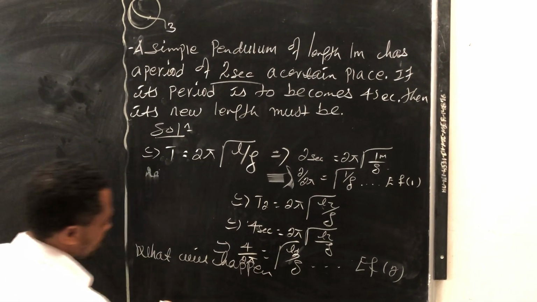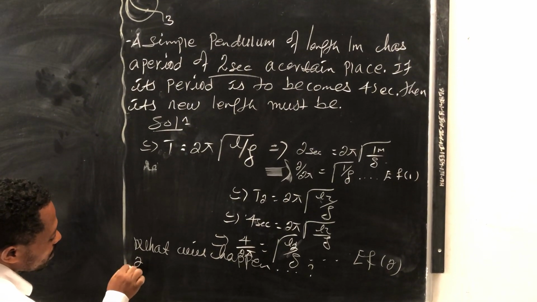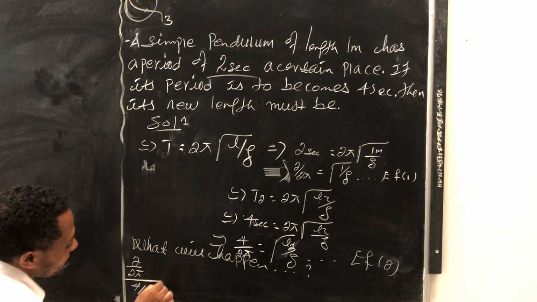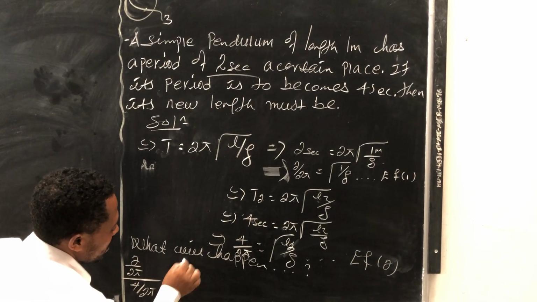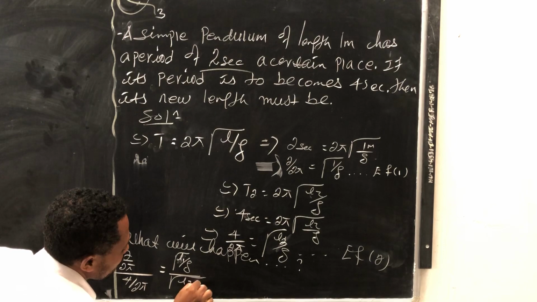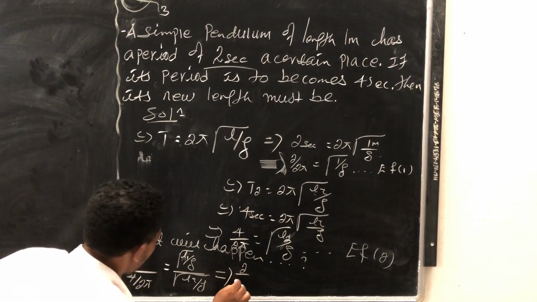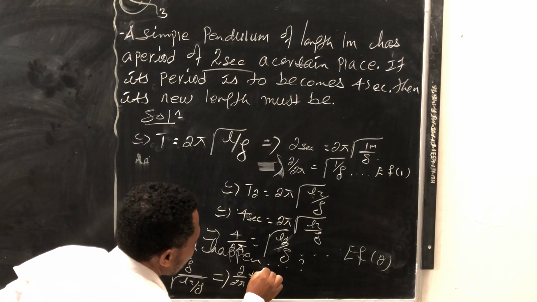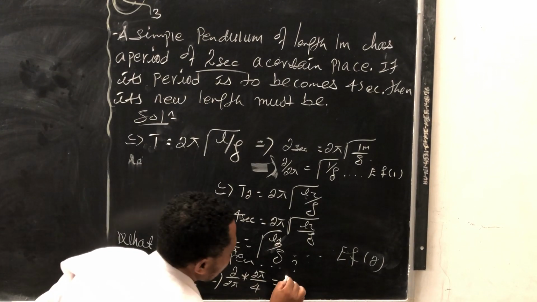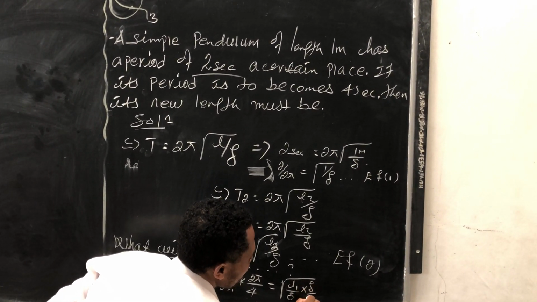If we divide equation 1 by equation 2, that means 2 over 2 pi, the whole over 4 over 2 pi, is equivalent to the square root of L1 over G, over the square root of L2 over G. This means simply 2 over 2 pi times 2 pi over 4, which is equal to L1 over G times G over L2.